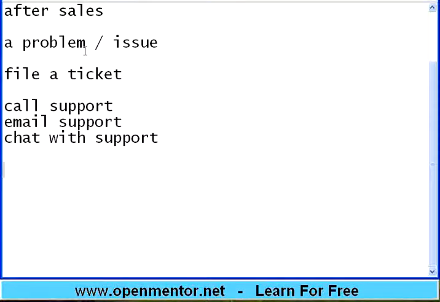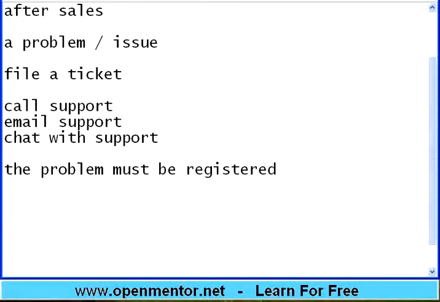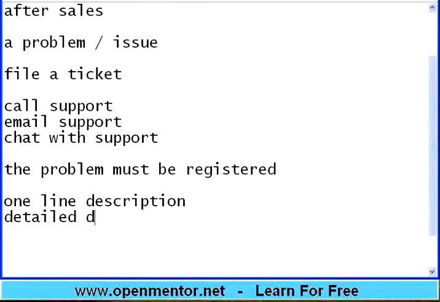The reason is there should be someone who is responsible to answer the client. Usually it happens via call or email or instant messenger chat. Very rarely customers directly come in person to meet the support team unless they are local. First they will always call or email and then come back. Now when this is happening, the problem must be registered. Typically you will have a one-line description of the problem, then a detailed description.